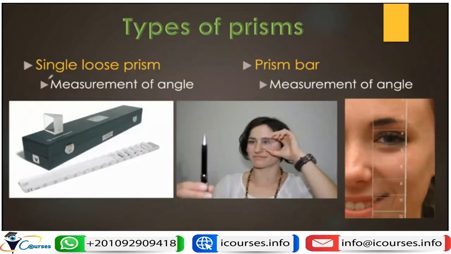Other types of prism: there is the single loose prism, like here, that we can use for the measurement of the angle of squint, and we have the prism bar. The single loose prism can be placed in front of the eye like this to measure the angle of squint, and the prism bar as well can be used to measure the angle of squint.